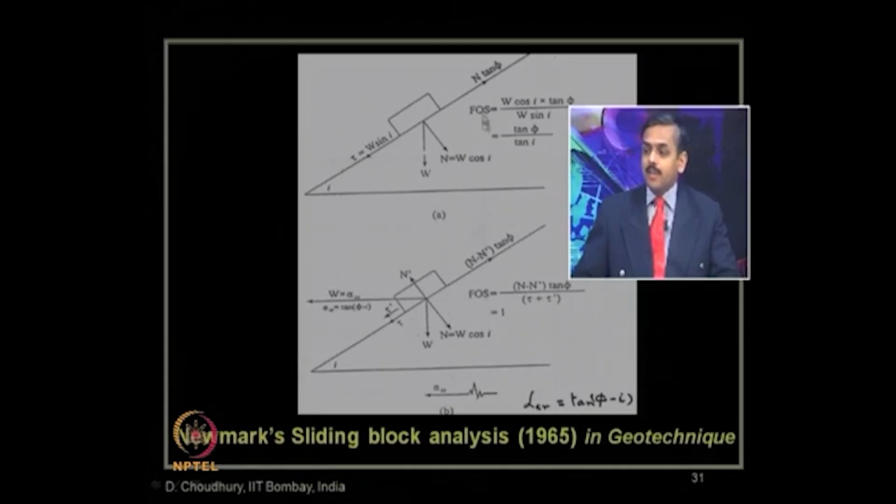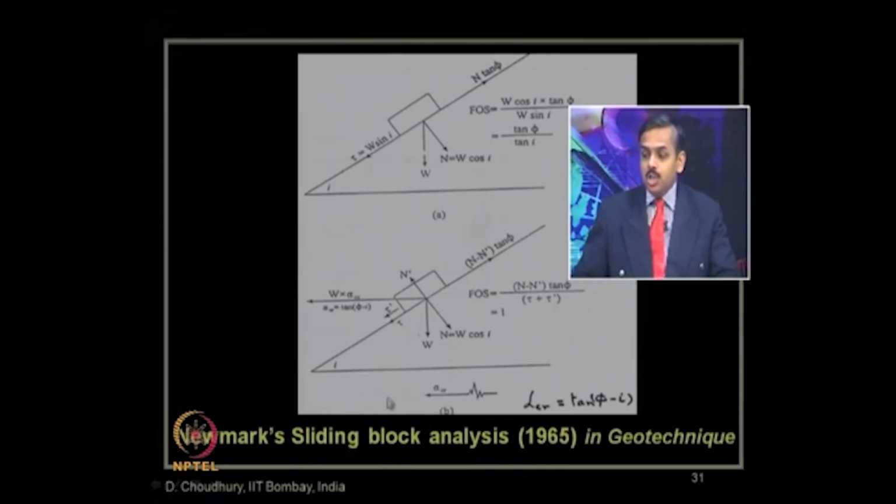So, the factor of safety is expressed as stabilizing force by driving force. So, stabilizing force in this case is N times tan phi, and N is W cosine of I, divided by driving force, which is W sin I. So, if you simplify it, the factor of safety is simply tan phi by tan I. Remember, this is for the static case.